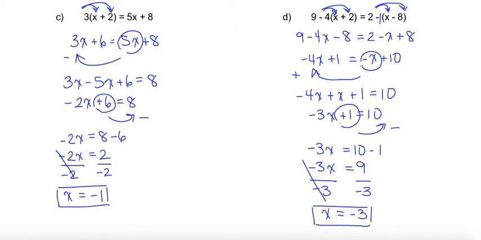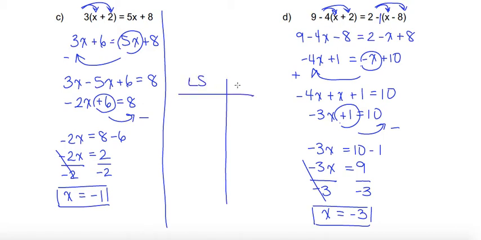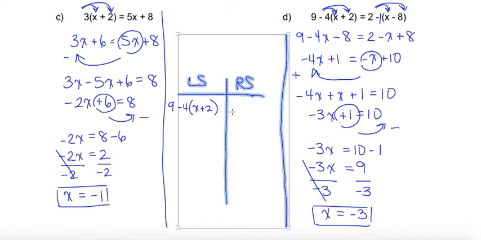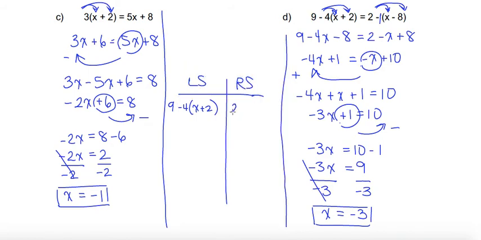And if I wanted to do a left side, right side check, I'm just going to draw a line here, and I'm going to do my right-hand side check right here. So left side and right side. So there's my t-chart. Just going to draw another line there so I don't get things into that space there. So my left-hand side is 9 take away 4 times x plus 2. My right-hand side is 2 take away bracket x minus 8.